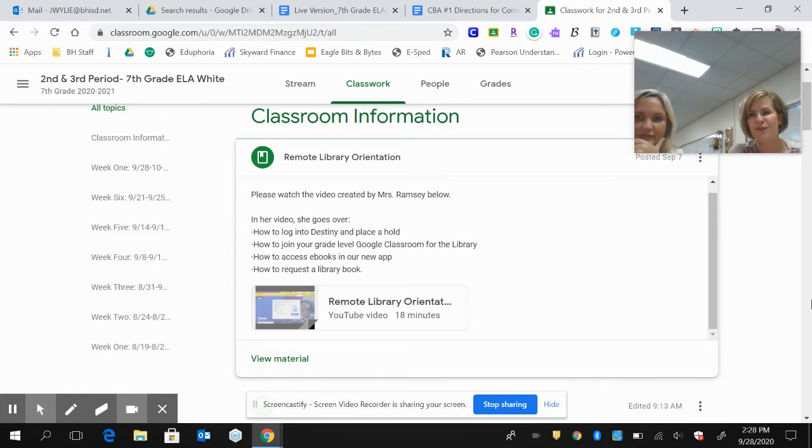So go to your Google Classroom for remote. Go to classwork and then click under classroom information. It's the top one. It says remote library orientation. You can see it here. This tells you exactly what you need to do. Watch all 18 minutes of it. That way you know how to check your book out, so you'll be prepared. Nothing should be a surprise, so that you're ready and successful when you're writing that letter. Those letters will happen every week, and they will be graded every week, and it will be a daily grade.